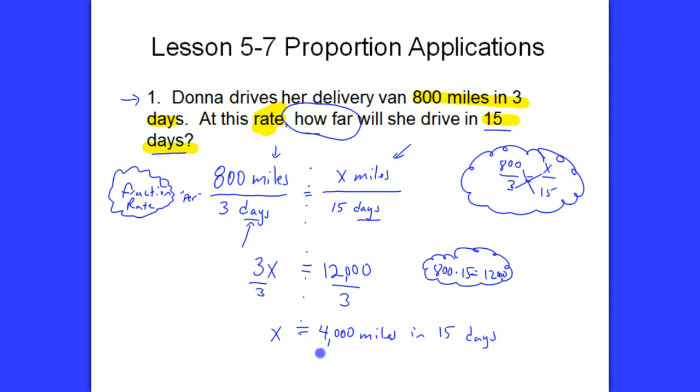So the answer is 4,000 miles. All right, and that's the answer: how far she would go in 15 days if she went at a rate of 800 per 3. So right there, x is 4,000 miles in 15 days. So that's a proportion. That's all you have to do. Once you get it set up, cross multiply like we've been working on, and it's a piece of cake for you, I hope. All right, let's take a look at another one.